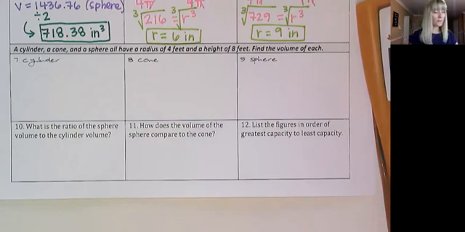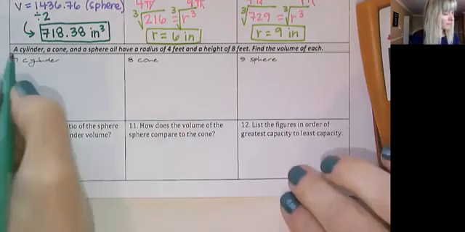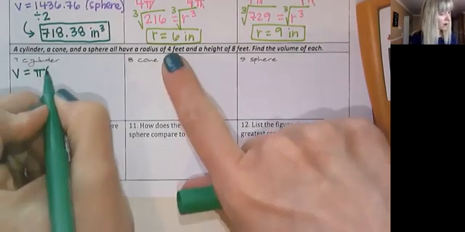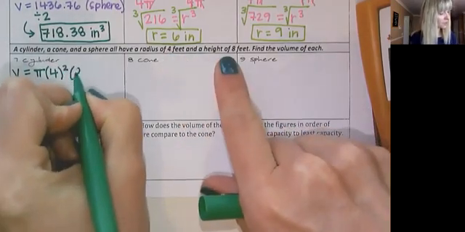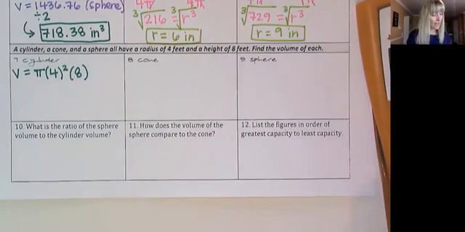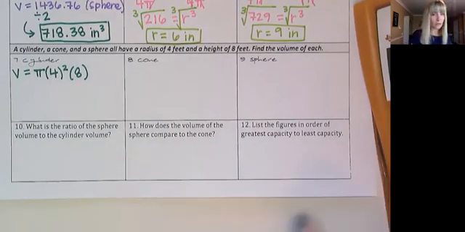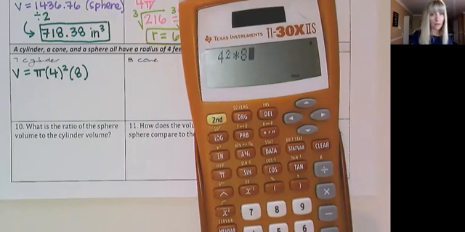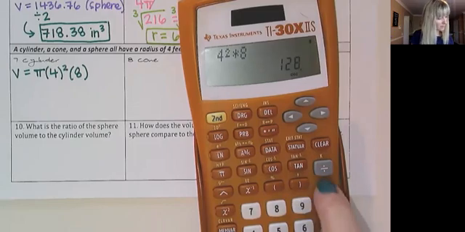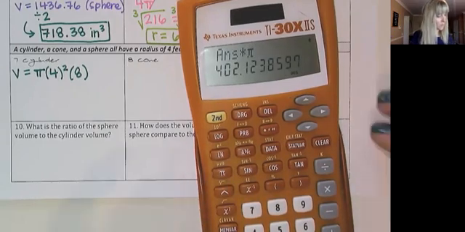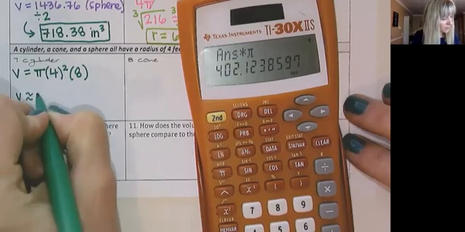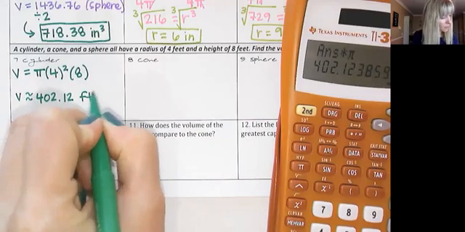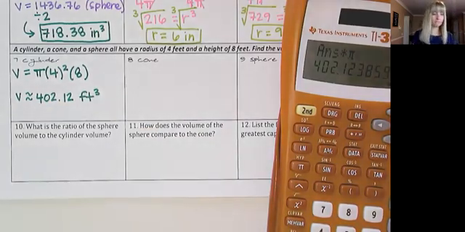But here we go. I'm going to find the volume of each of these. The volume of the cylinder is pi r squared h, just a review of all these formulas. It didn't say to leave anything in terms of pi, so I'm going to type it all in like this: 4 squared times 8, everything but the pi stuff, and then times pi. That gives me a decimal approximation. The volume of the cylinder is approximately 402.12. It said feet, so feet cubed.